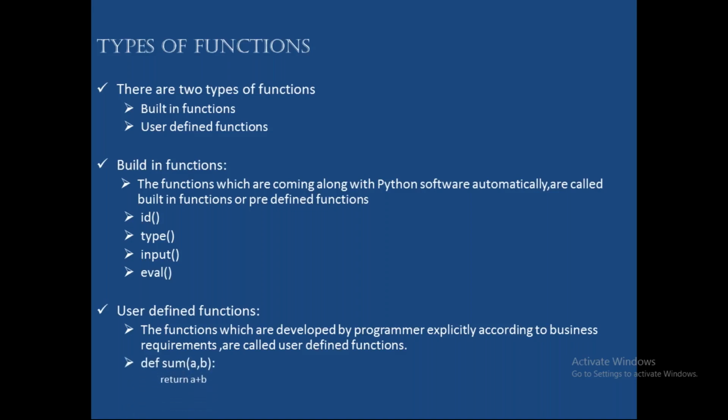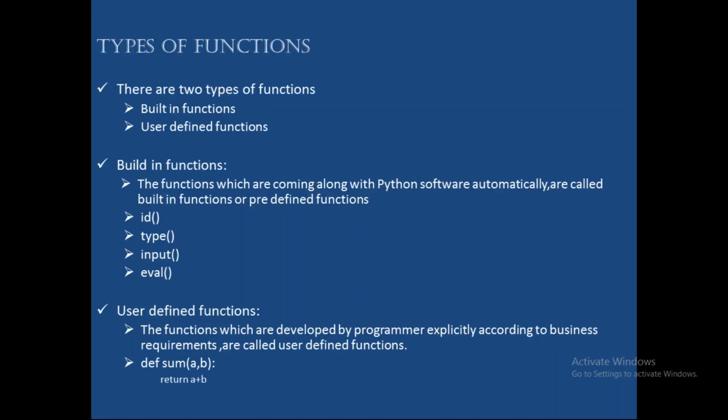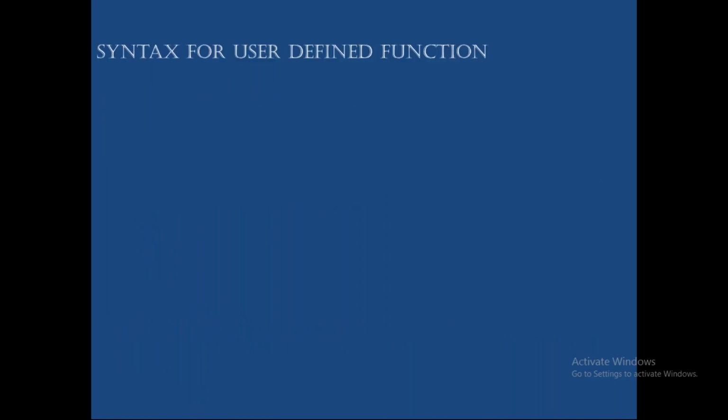Okay, example, the sum function. Suppose the sum function is not available, you are going to develop something like this: def sum a comma b, return a plus b. Okay, this is my own function. Next, the syntax for a user-defined function. What is the syntax for a user-defined function?